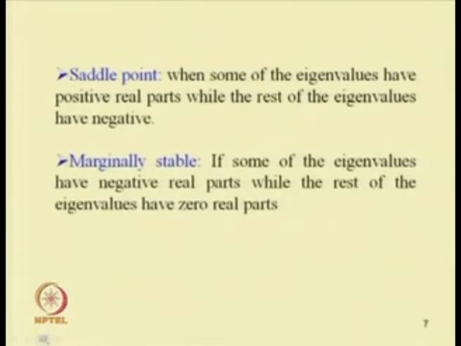Similarly, for a saddle point, if some of the eigenvalues have positive real parts while the rest have negative real parts, then it is a saddle point. And if some of the eigenvalues have negative real parts while the rest of the eigenvalues have 0 real parts, then it is marginally stable. So, the system is marginally stable if some of the eigenvalues have negative real parts while the rest of the eigenvalues have 0 real parts.